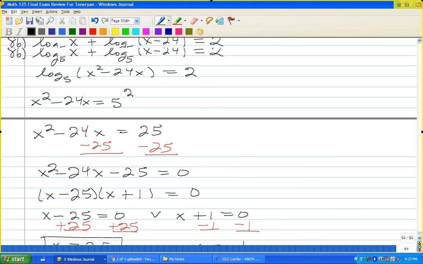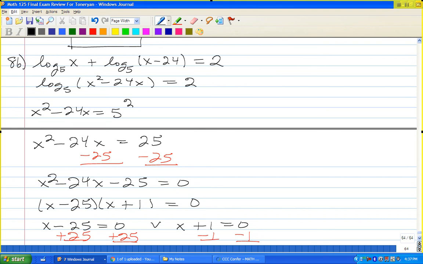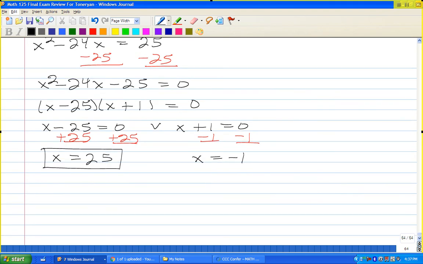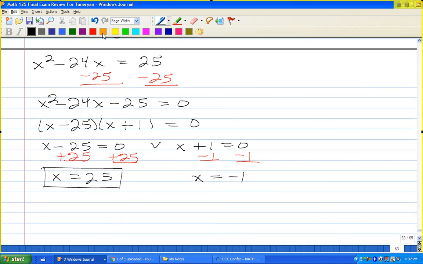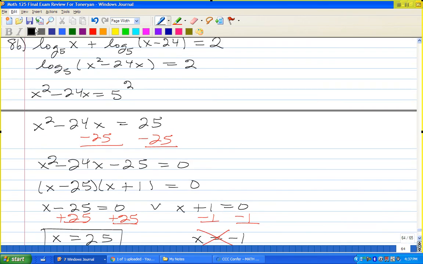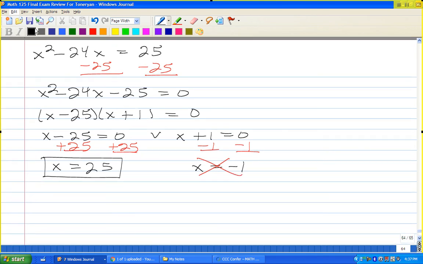Let's look at when x is negative 1. Well, log base 5 of negative 1, can't do that. So that's an extraneous solution. So let me get rid of that extraneous solution. So there's only one solution in this case. x is equal to 25. Let me do problem number 87.